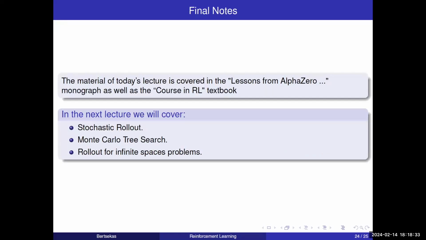All right, so that's the end of the lecture. Initially, next time we were going to cover these topics: stochastic rollout, Monte Carlo tree search, and rollout for infinite spaces. But I think we may push this to 2 weeks from now if that doesn't put us in spring break. I'm not sure. Do we have class 2 weeks from today? Okay, if we do, then maybe this will be the topic.